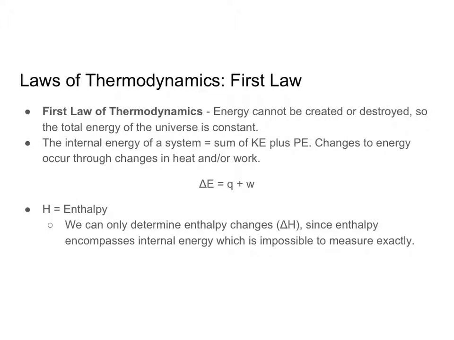We know that in chemistry, energy cannot be created or destroyed, so the total energy of the universe has to be constant. The internal energy of a system is the sum of the kinetic plus the potential energy, and changes to energy occur through changes in heat and/or work. So change in energy is defined as the sum of heat and work. In chemistry, we refer to that as enthalpy.